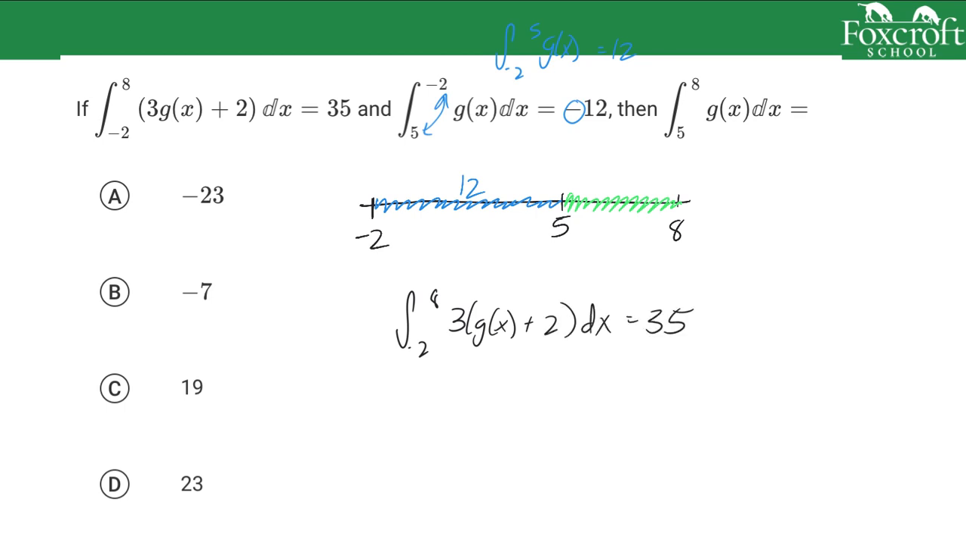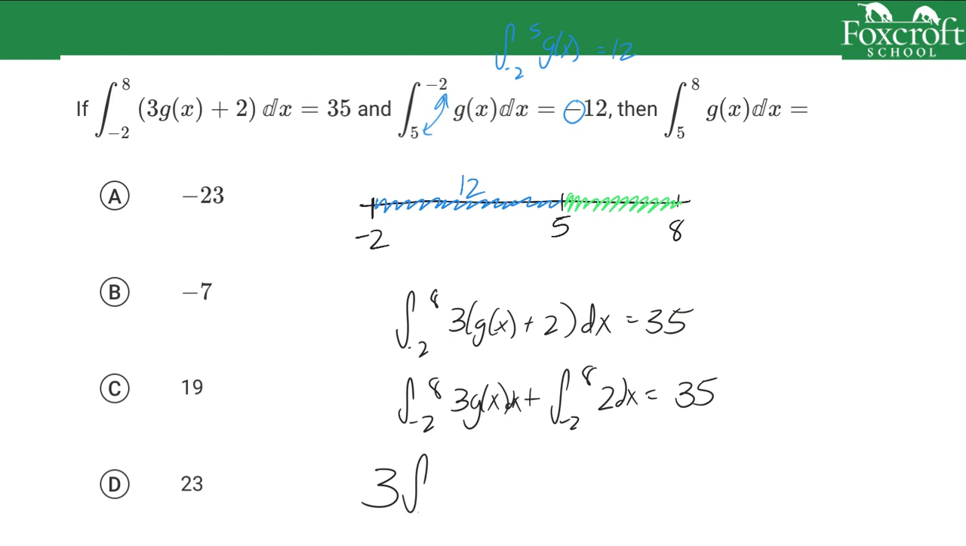So there's a couple of different things I can do here. I can split up integrals over the plus sign, so I can write this as two different integrals. I just keep forgetting the dx part. And then constant multiples I can bring out in the front.